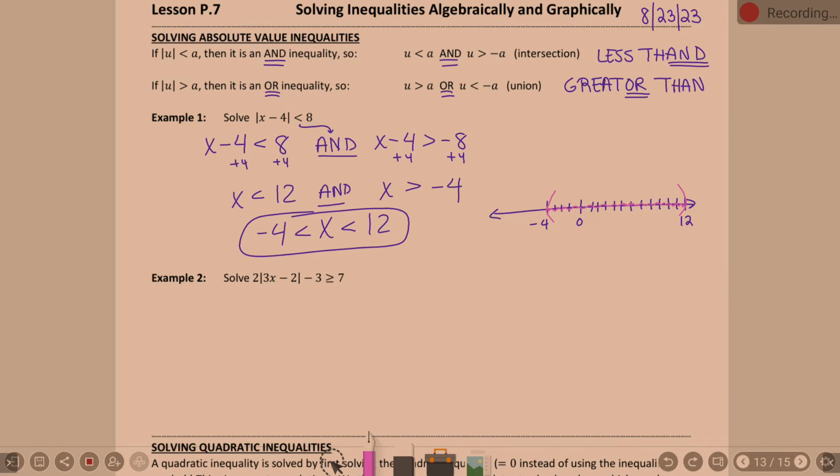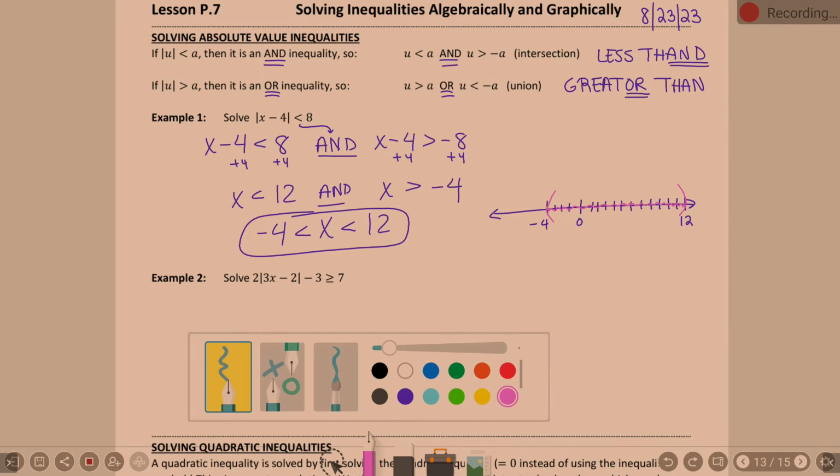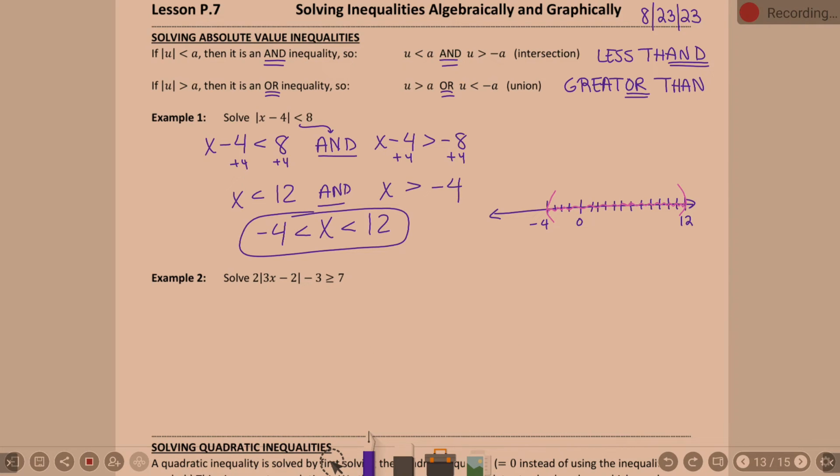Okay, if it's not equal to, we use a parenthesis. If it is equal to, you'll use a bracket. Now, speaking of which, can you write your answer in interval notation? Because we're still using interval notation.